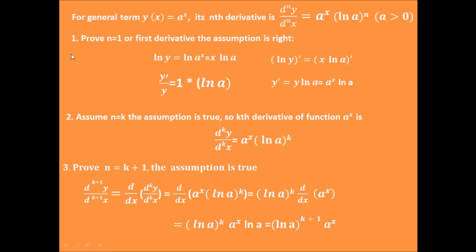So based on these three steps, we prove that for the function a^x, its nth order derivative should be a^x times (ln a)^n.